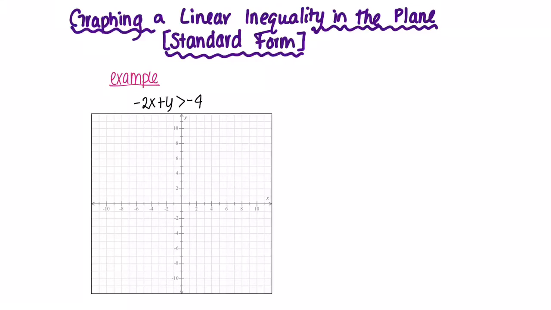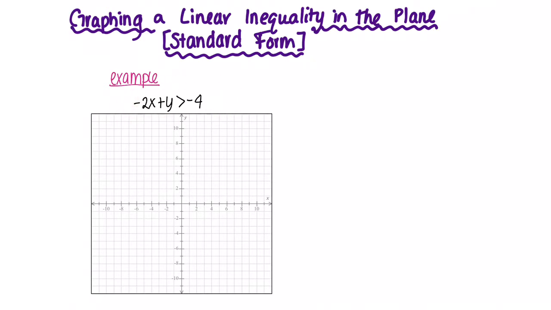Let's talk about graphing a linear inequality in the plane when it's in standard form. At this point, hopefully you know how to graph a linear inequality in the plane when it's in y less than or equal to mx plus b form. Of course, that symbol could change to greater than or equal to, less than, or greater than, but you're used to it being in this form. We don't always get exactly what we want, so let's talk about when you have it in standard form.